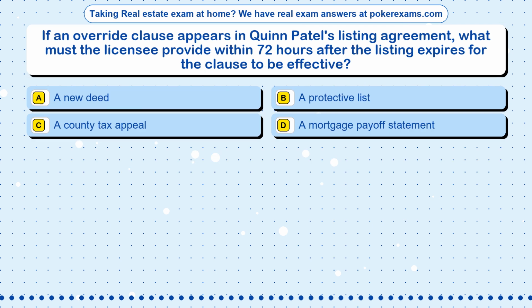Question 46. If an override clause appears in Quinn Patel's listing agreement, what must the licensee provide within 72 hours after the listing expires for the clause to be effective? Option A, a new deed. Option B, a protective list. Option C, a county tax appeal. Option D, a mortgage payoff statement.